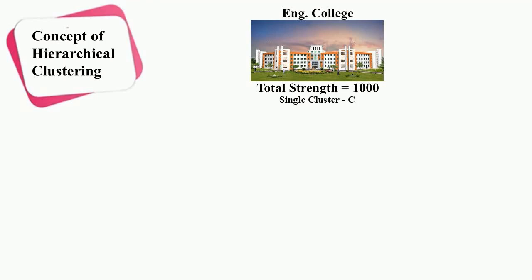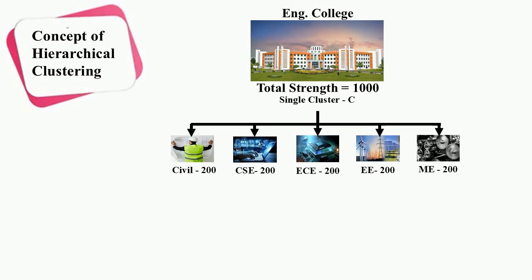We call it a single cluster named C. The single cluster C is divided into 5 branches: civil, computer science, electronics and communication, electrical, and mechanical engineering. Let's call these clusters C1, C2, C3, C4, and C5 respectively. Please note that each cluster has equal strength of 200. However, the clusters can have different strengths also. So, now we have 5 clusters at this stage.